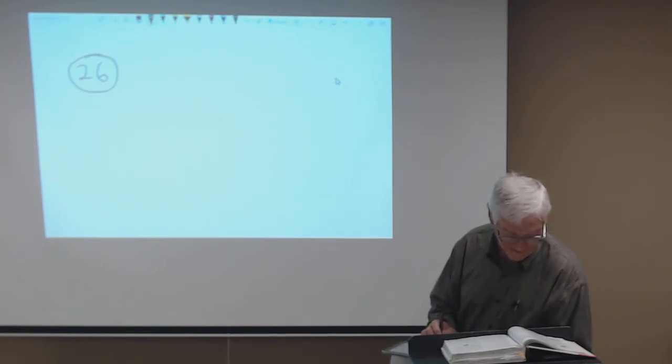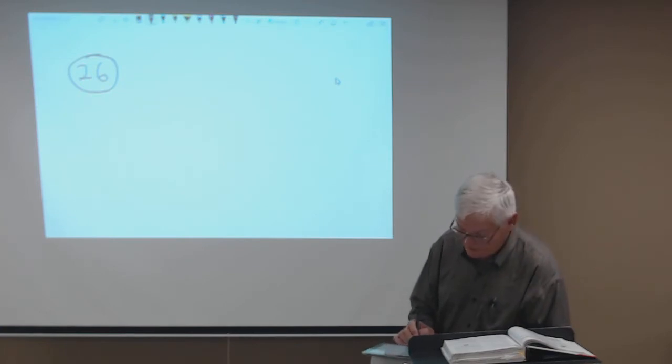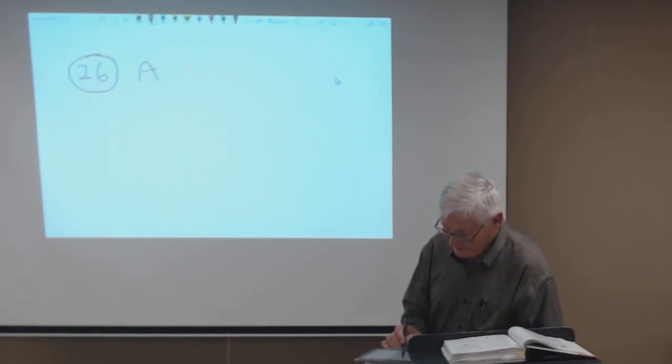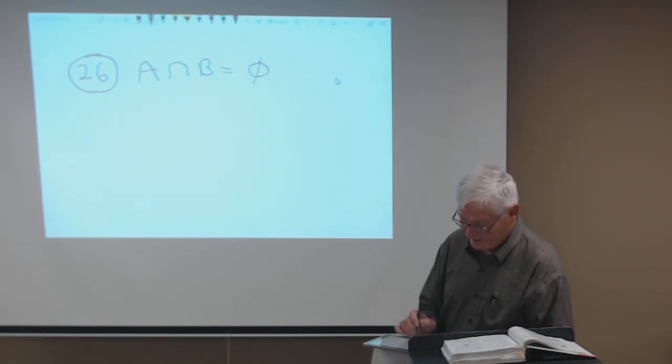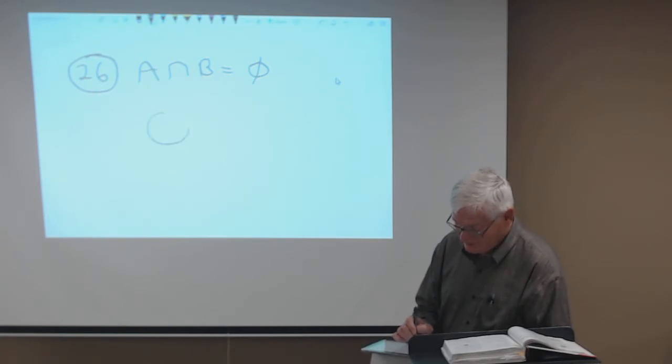Draw a Venn diagram that satisfies this equation. A intersect B equals what? Empty set. So I draw an A, I draw a B, and I put a box around it for my universe.